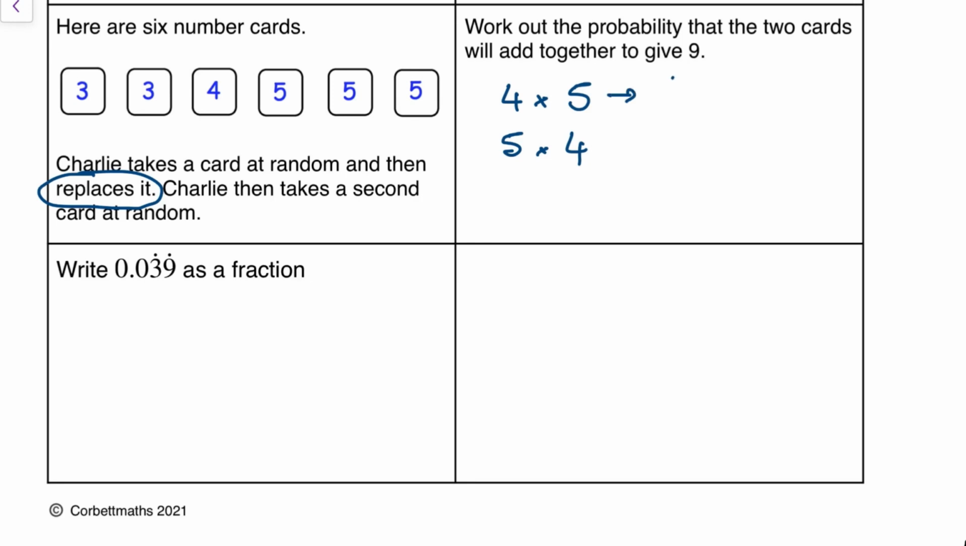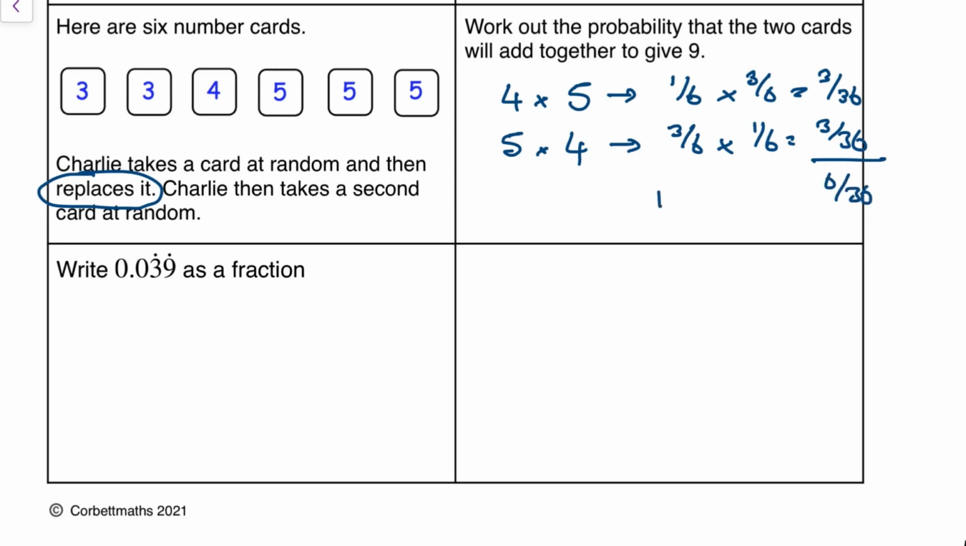Probability of getting a 4 is 1 over 1, 2, 3, 4, 5, 6. Probability of getting a 5 is 3 over 6, which gives you a total of 3 over 36. Probability of getting a 5 is, remember I'm replacing, so it's 3 over 6. Probability of getting a 4 is 1 over 6, which unsurprisingly is the same thing. Add these together is 6 over 36, which simplifies down to 1 over 6. Not terrible.